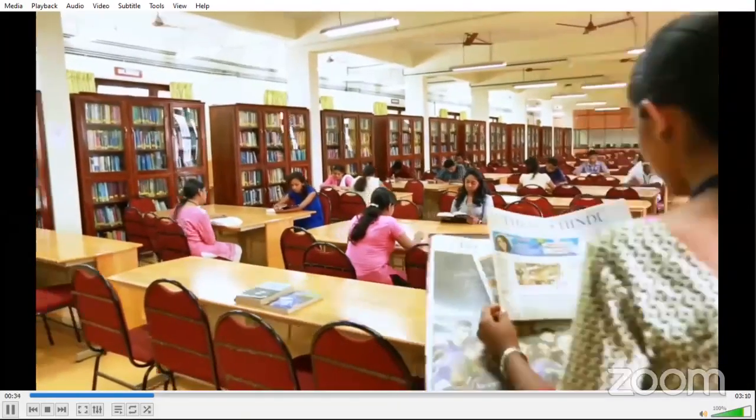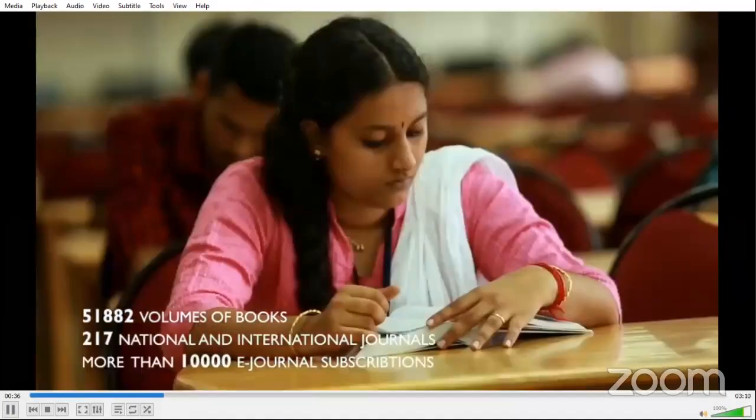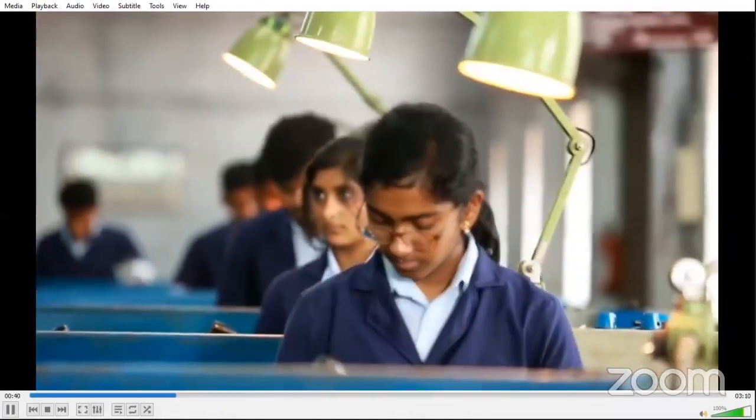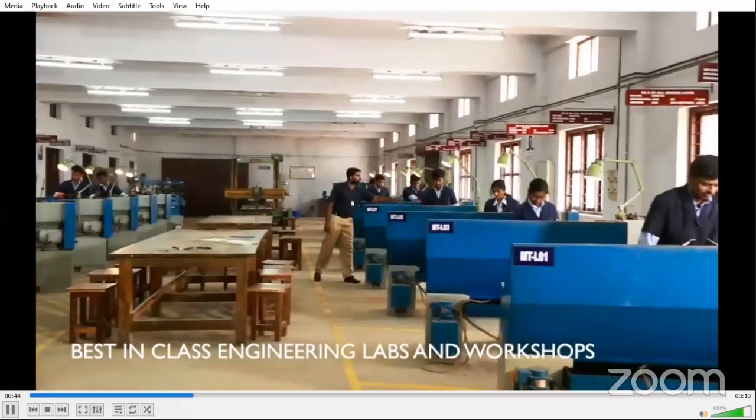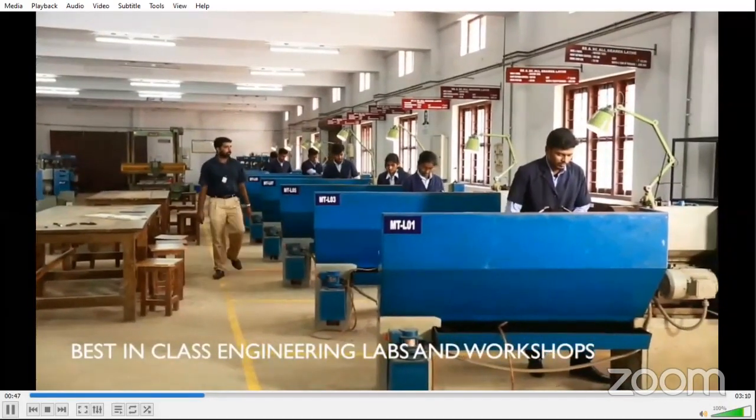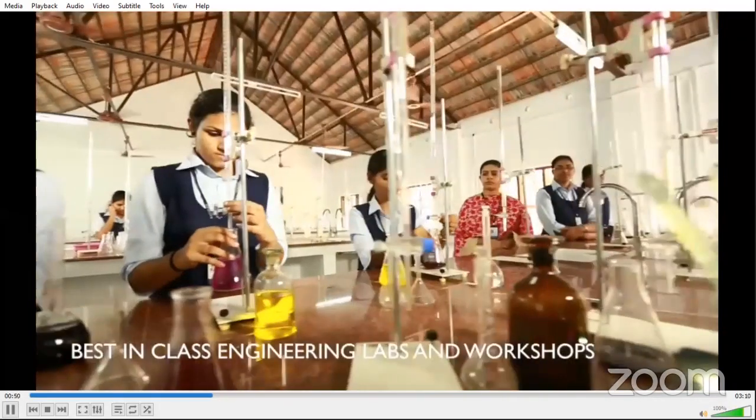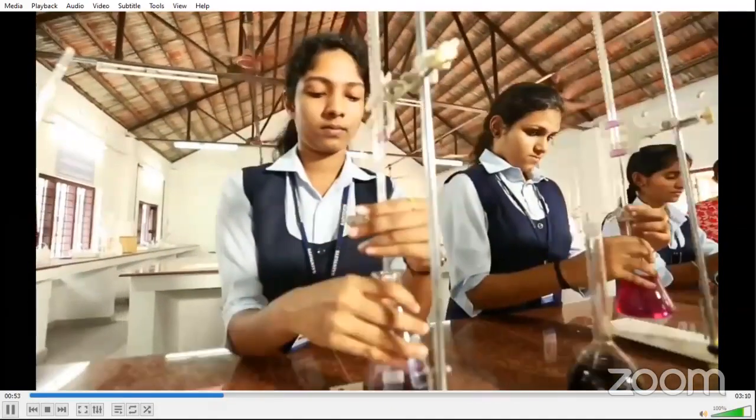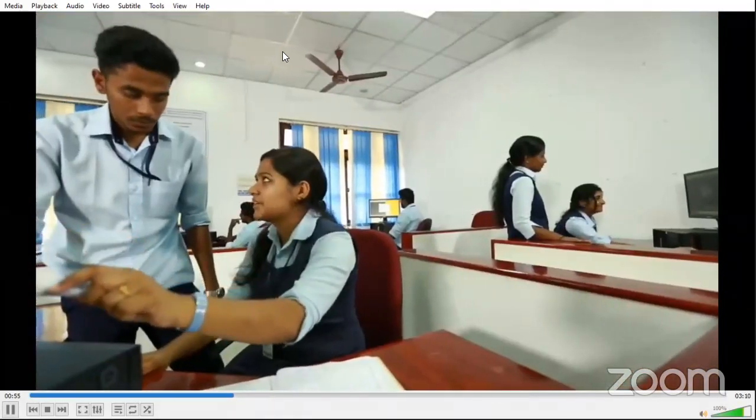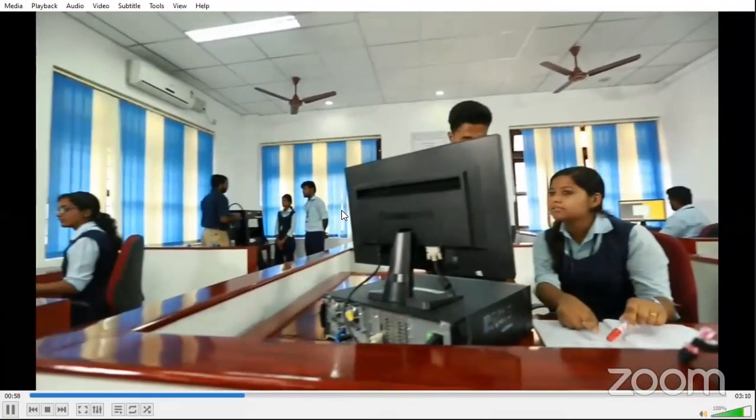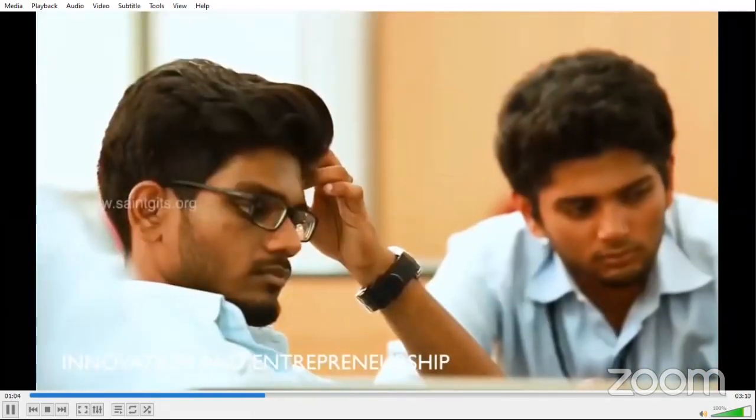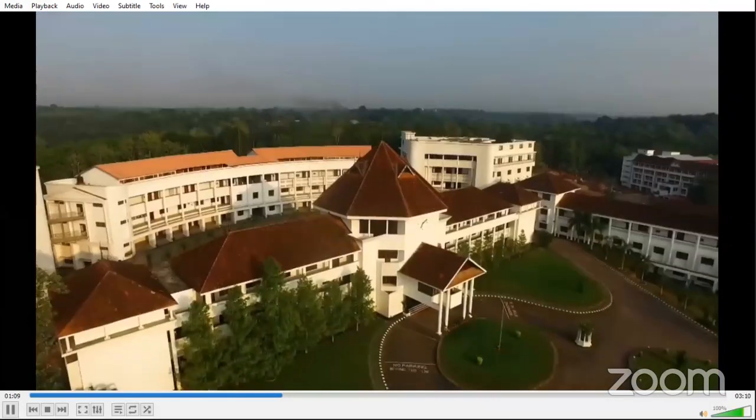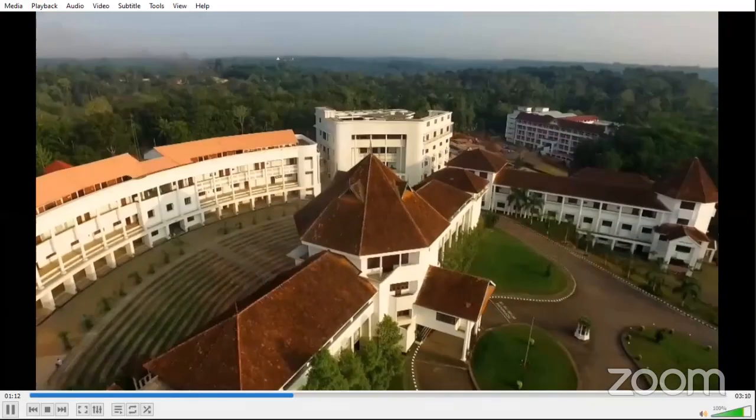Saintgits Library showcases the gravity with which it drives the learning process. Unleash the power of learning by doing. Hands-on laboratory experiences are critical to the learning process. Saintgits is equipped with the best-in-class laboratories which expose the students to the most advanced instruments, machines, and technology. Saintgits Center for Innovation and Entrepreneurship fosters innovative and creative entrepreneurial activities in the campus. Our primary focus, engineering by doing.